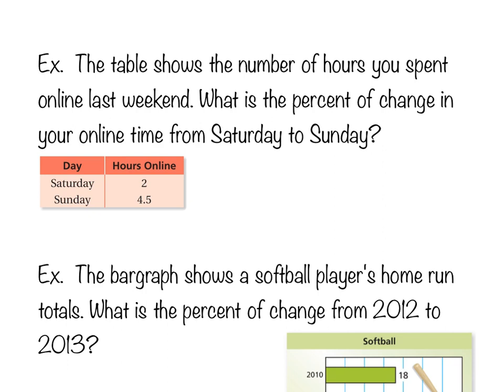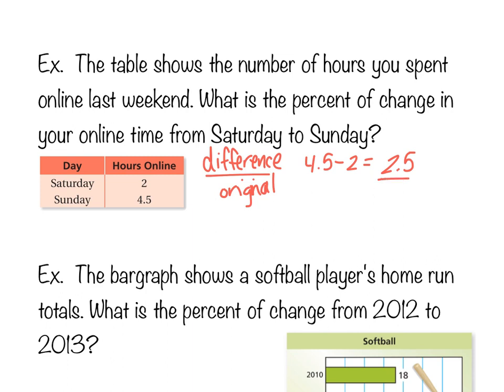Let's look at a couple story problems so we can see how we can apply this. This says the table shows the number of hours you spent online last weekend. What is the percent of change in your online time from Saturday to Sunday? Remember, to do this, we're going to find the percent of change, which is the difference over the original amount. So we subtract 4.5 minus 2, which is going to give us 2.5.